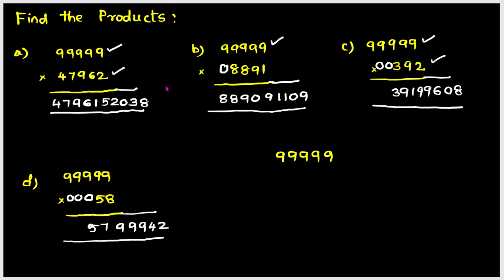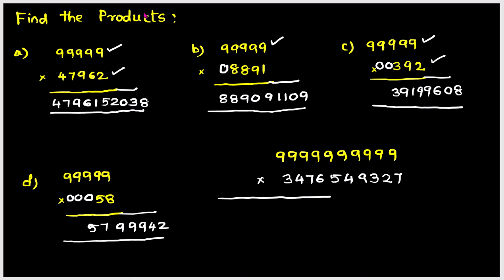9999 9999 99? This number 10 nines I have taken, and randomly I am giving few digits. I am writing 3476 5493 27. Just randomly I gave. Okay, there is no significance in the number. Now what is the product of these two numbers?